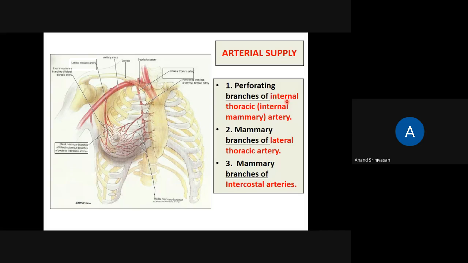These are the internal thoracic artery. Here you can see the internal thoracic artery. The internal thoracic artery is a branch from, can you see what is this artery?